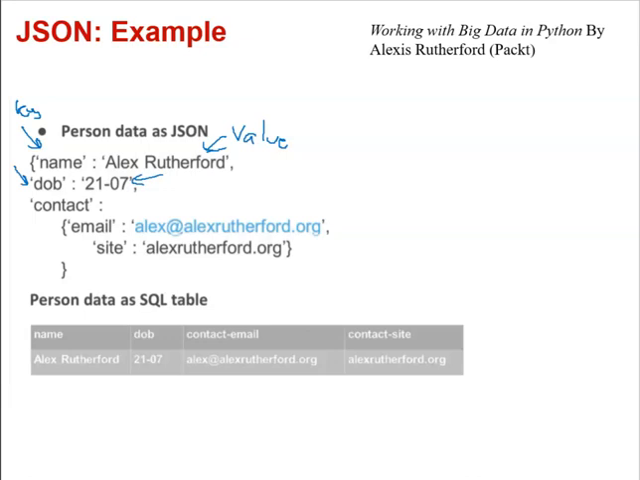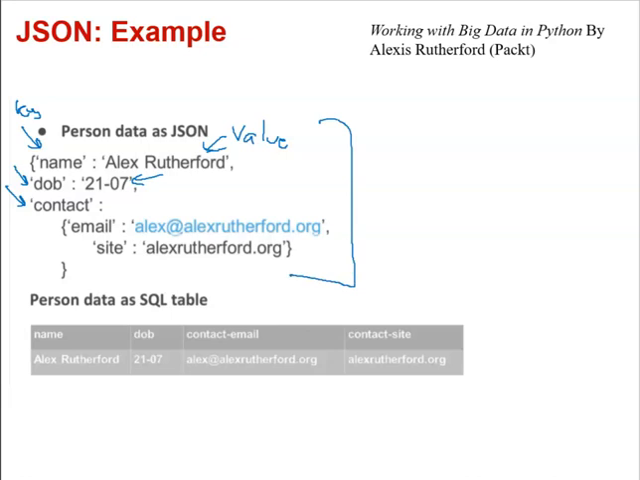And then we have a contact key, right? Now the contact can be different things. It can be email, site, others like cell phone number and so on. So you can add more data over here. Now this is JSON format, right?